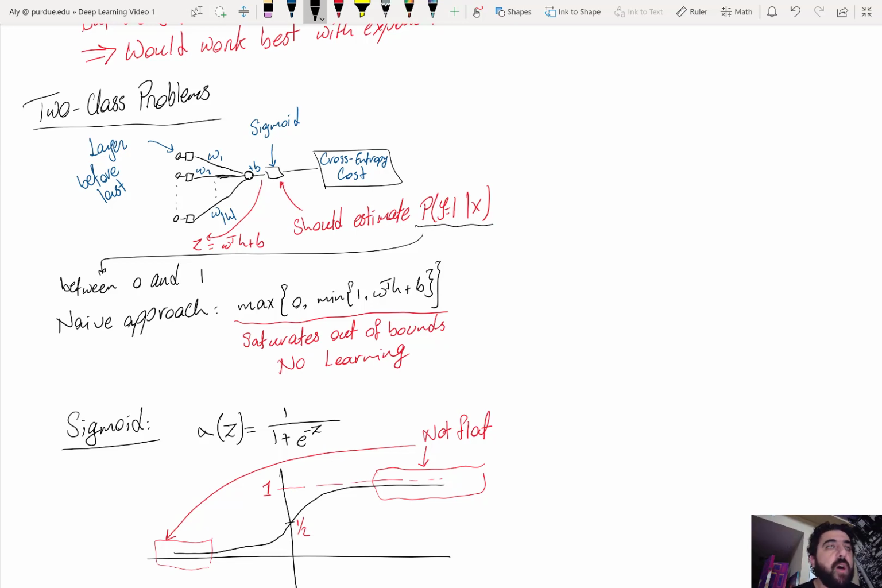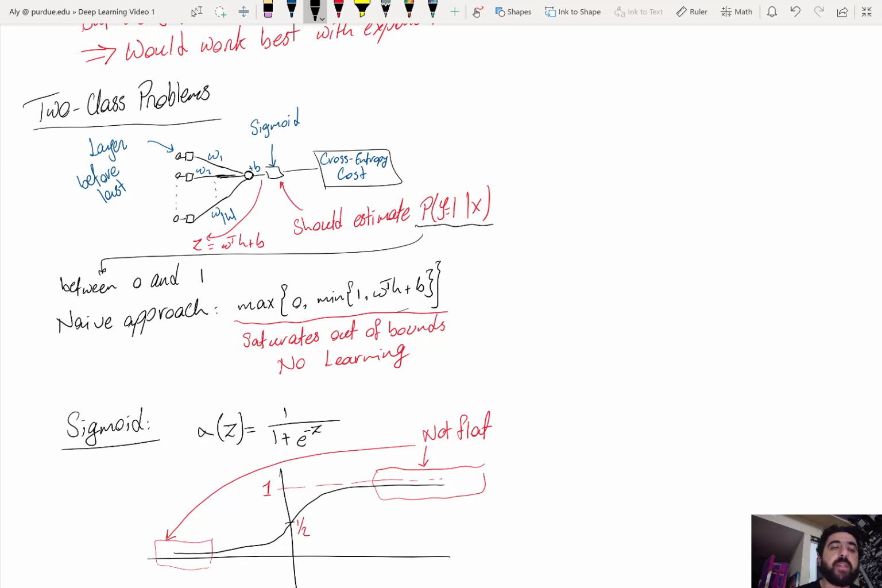Now, the first thing that we want from this output unit, if it is to estimate the probability of y equal 1 given x, is to have its value between 0 and 1. So we want to bound the value between 0 and 1. The naive approach is to take the maximum of 0 and the minimum of 1 and the value of the output unit, which is W transpose h plus b. We call the hidden activation output of the layer before the last layer vector h, and W transpose is a vector representing the values W1, W2 and so on, multiplying h, plus the bias.